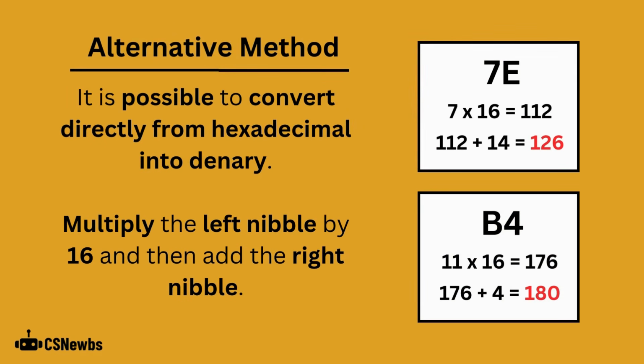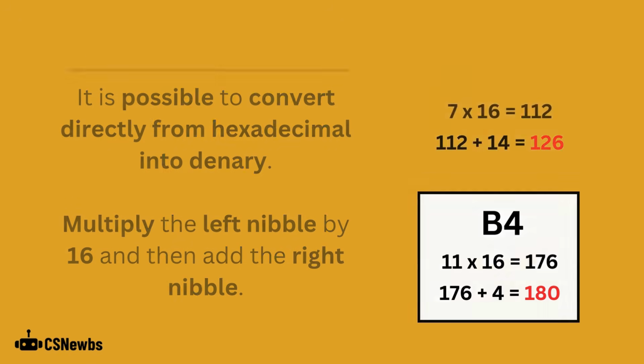There is an alternative method which allows you to convert directly from hexadecimal into denary. You multiply the left nibble by 16 and then add the value of the right nibble. So for 7E, 7 times 16 gives 112. E is equal to 14, so you add 14 to 112 to make 126. In the second example, B is equal to 11, so 11 times 16 gives 176, and then add 4 for a final answer of 180.